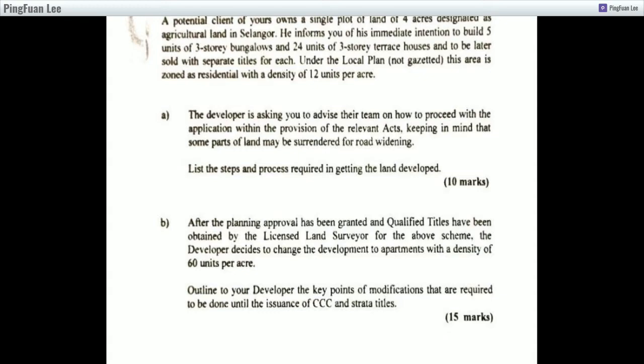So what's the different thing here compared to other questions is the local plan is not gazetted. Yep. So if it's not gazetted, that means you can do whatever you want, basically. Not gazetted means it's open for any proposal, isn't it? Subject to planning authority approval. Yes.